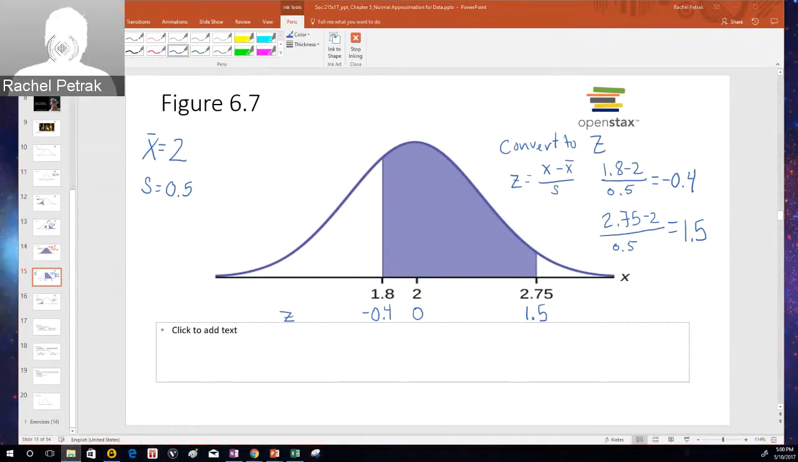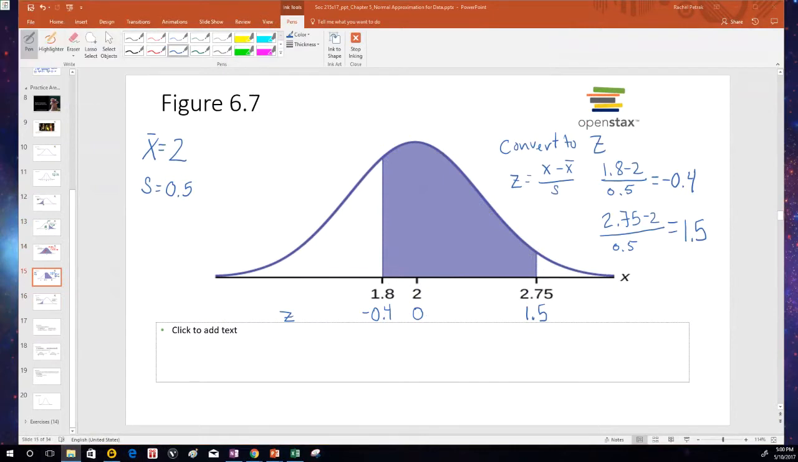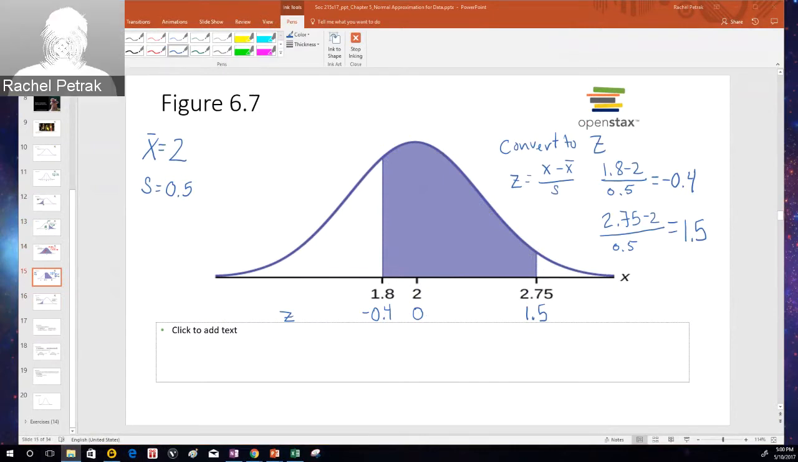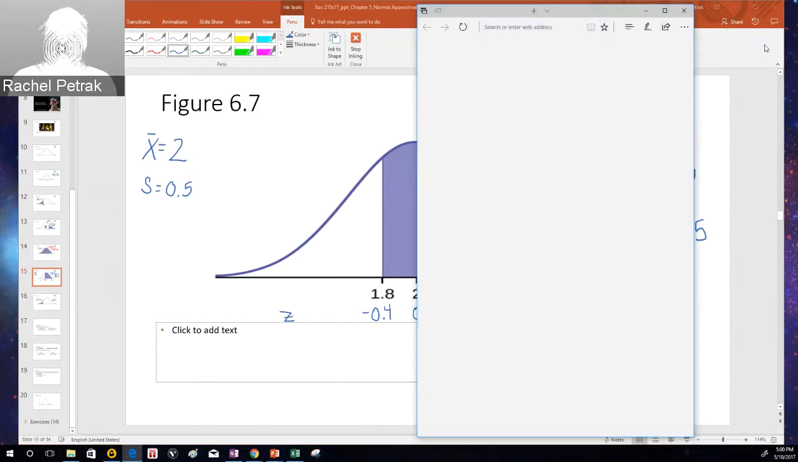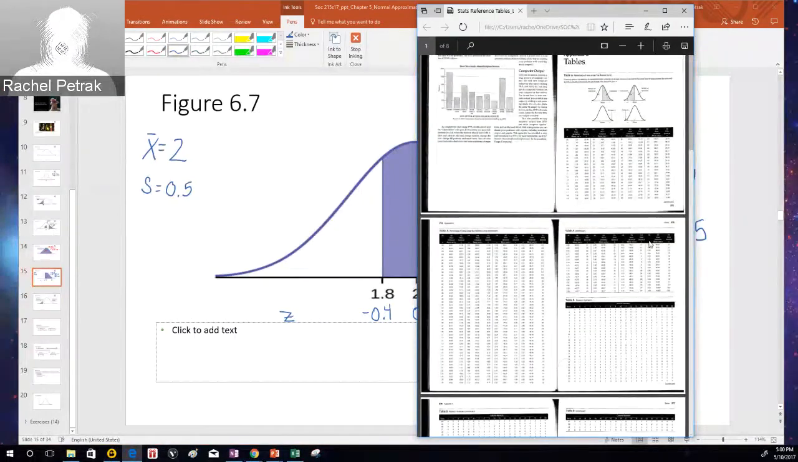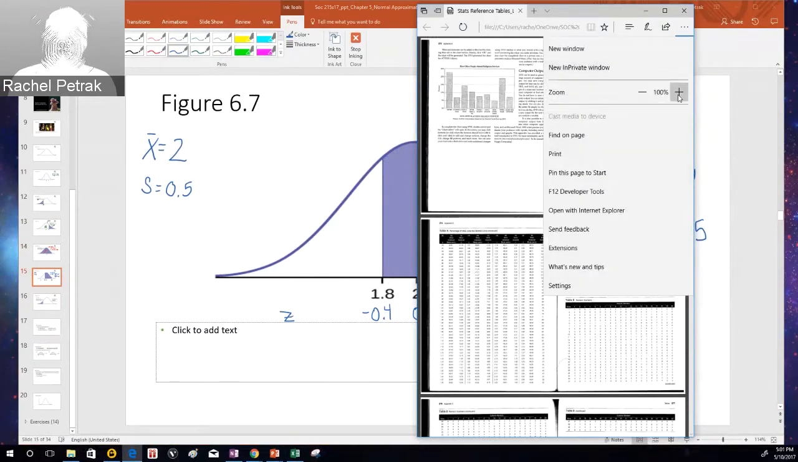a different z table than the one in your book. It's already on Blackboard. So in the course content area of Blackboard, in the resources folder, I've uploaded a table. It's the only thing in there. And it has in it a more user-friendly Z table than the one in the back of your book. And I'm going to go ahead and use that one today, and you're welcome to use it.